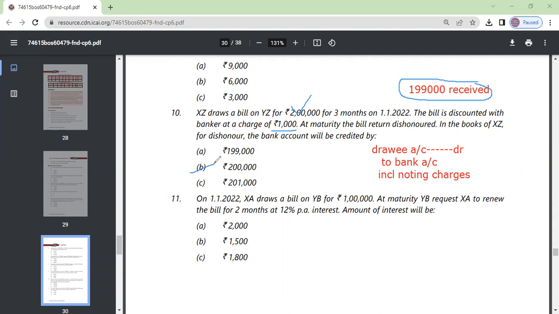Now I will change the question. Noting charges will be 500. I'm writing here clearly. Noting charges 500. Now tell me, the bank account will be credited by bill amount plus noting charges, 2 lakhs plus 500. Understood? Good.